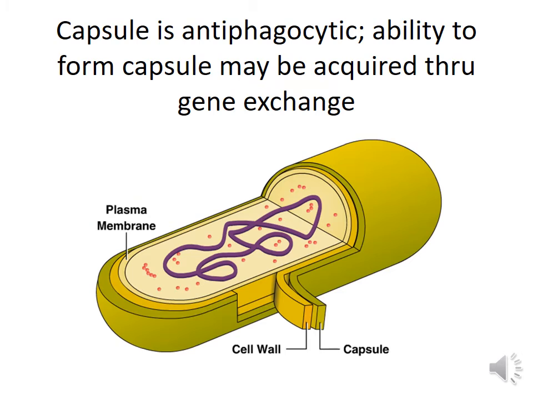Slide 25 illustrates the capsule-making bacterium pathogen. The capsule, being composed of carbohydrates, resists phagocytosis, being highly negative in charge. The ability to form capsule may be acquired by bacteria in genetic exchange.